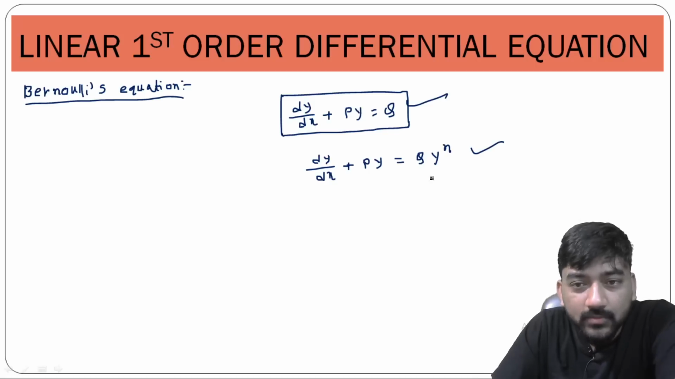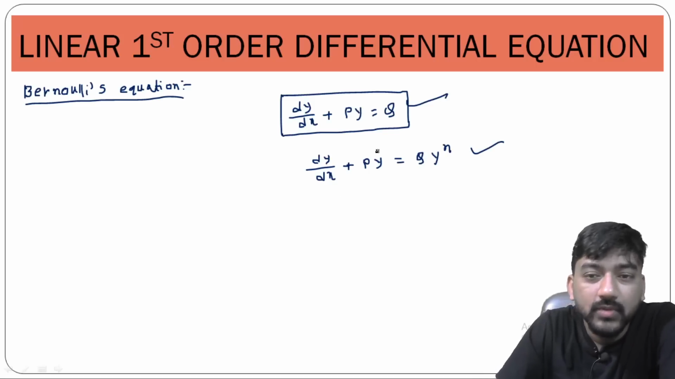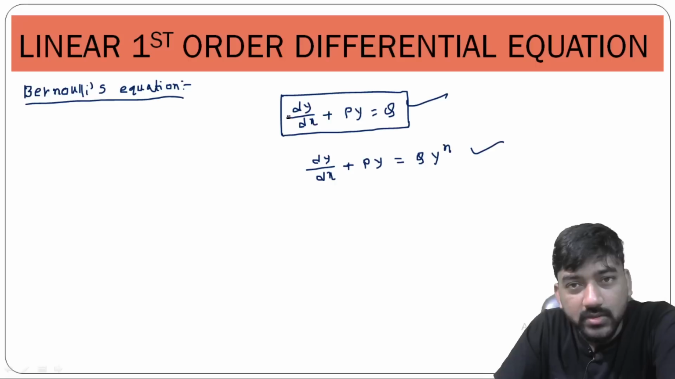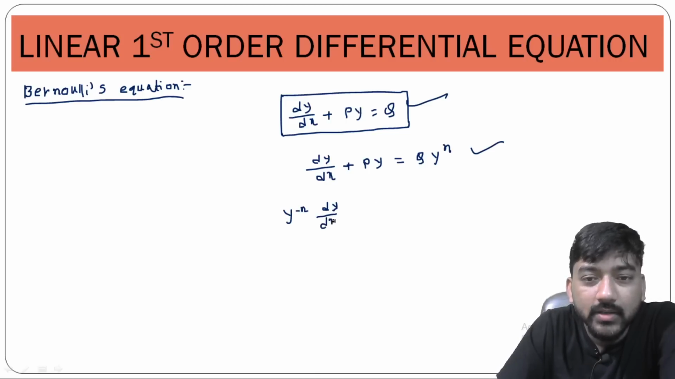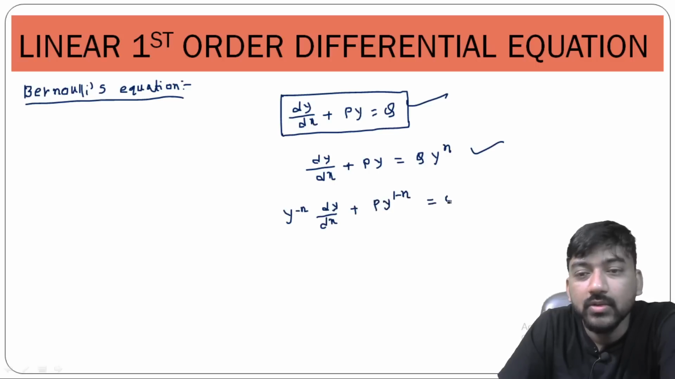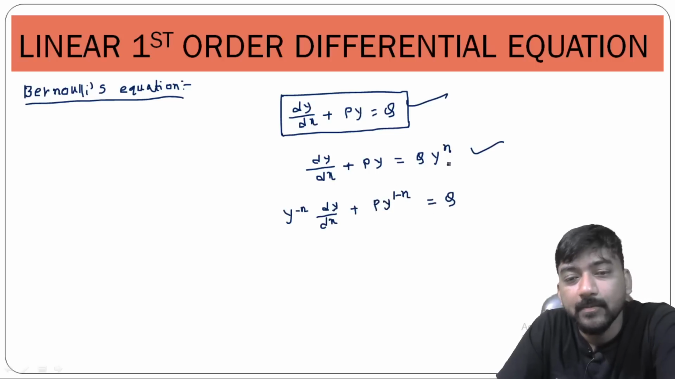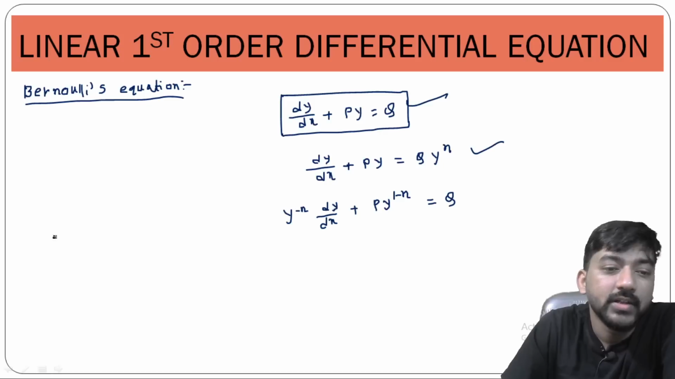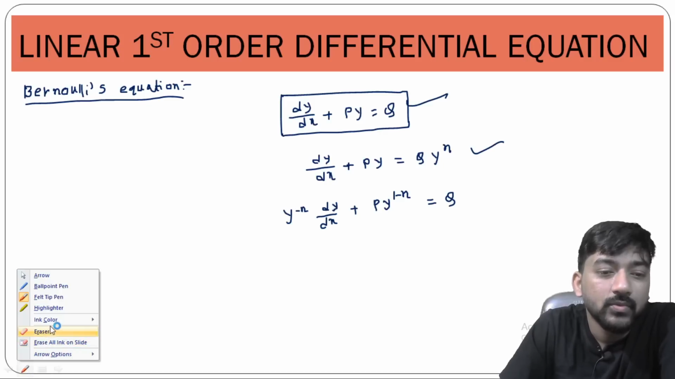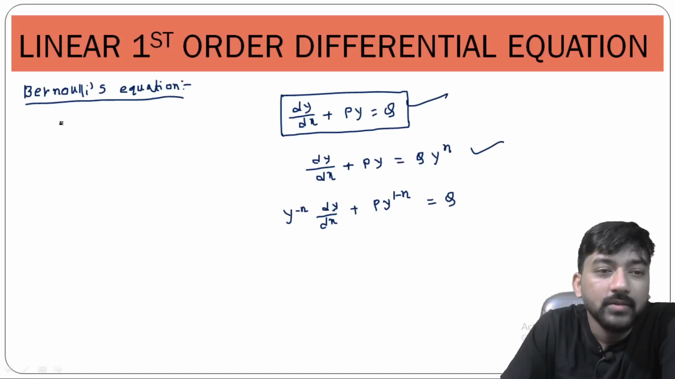If you want to solve this equation, you first have to convert it into the Leibniz equation. So first divide the whole equation by y to the power n, and you will get y to the power minus n dy by dx plus p y to the power 1 minus n is equal to q. Now put y to the power 1 minus n is equal to z.